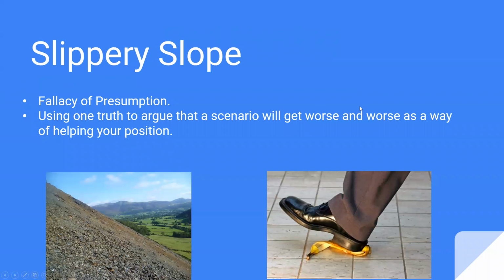Slippery slope is one of my personal favorites, and this is a fallacy of presumption. So using one truth to argue that a scenario will get worse and worse as a way of helping your position. That is the definition. And I mean, broken down, it's just stating something and then adding to it, even if it's not true. Like your first statement may be true, but compiling facts onto it which may not necessarily be facts in order to help your case. And it is, in fact, a slippery slope.